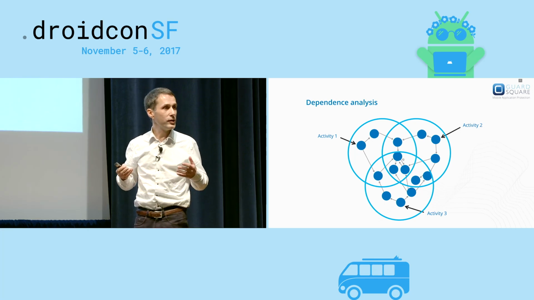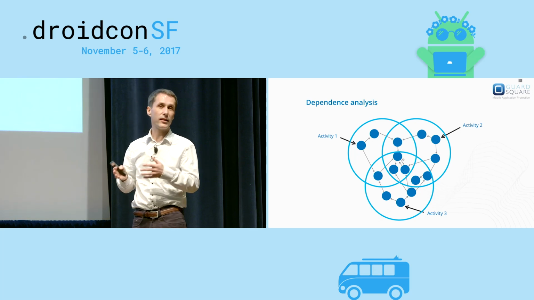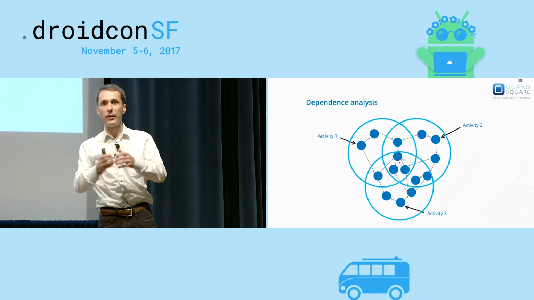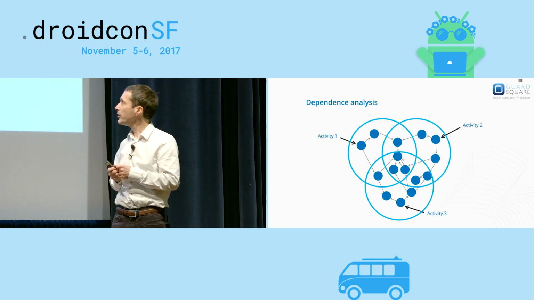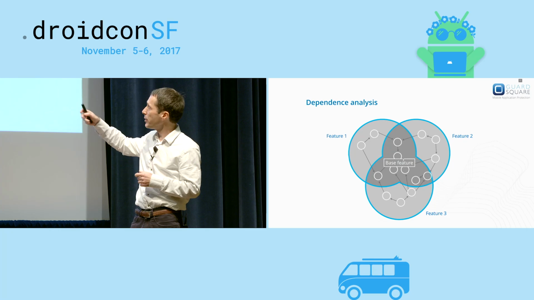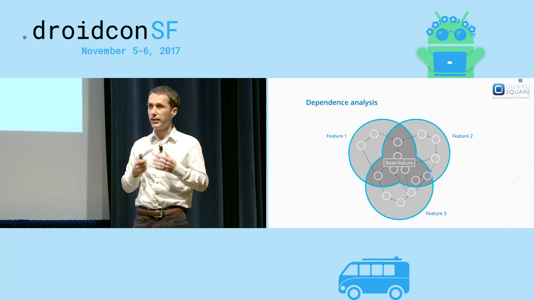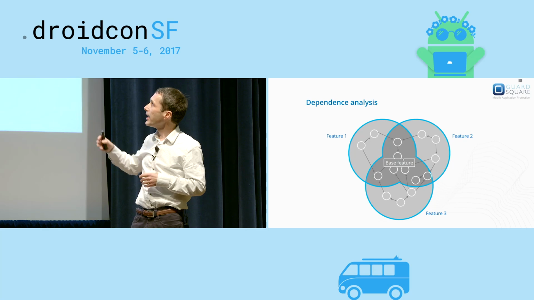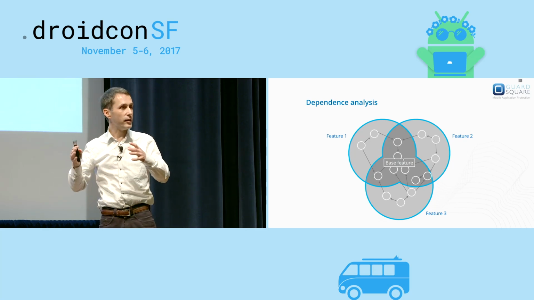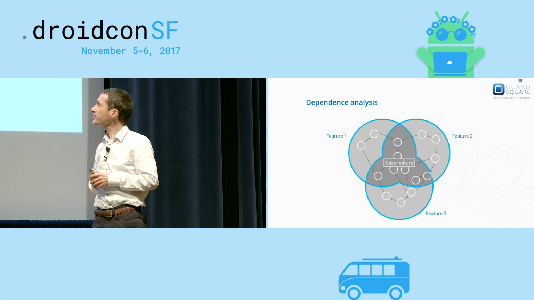And at that point, the results of this analysis can be used to determine what can go into separate modules, into separate features, and what needs to go into the base feature. So that's indicated like this. The light gray parts can go into their own features, in their own feature APKs. And the dark gray part needs to go in the base feature because it's being shared by two or more features.